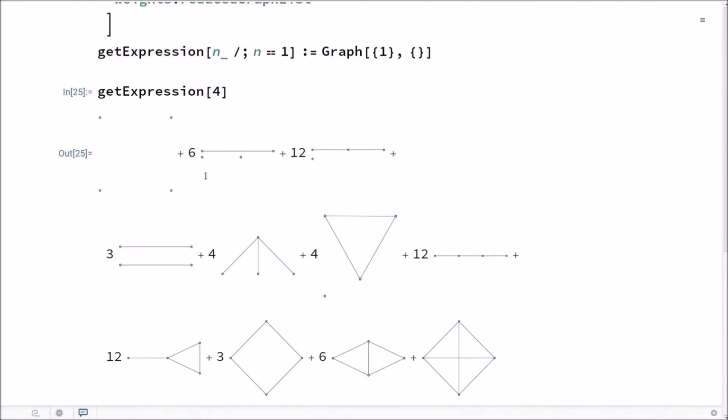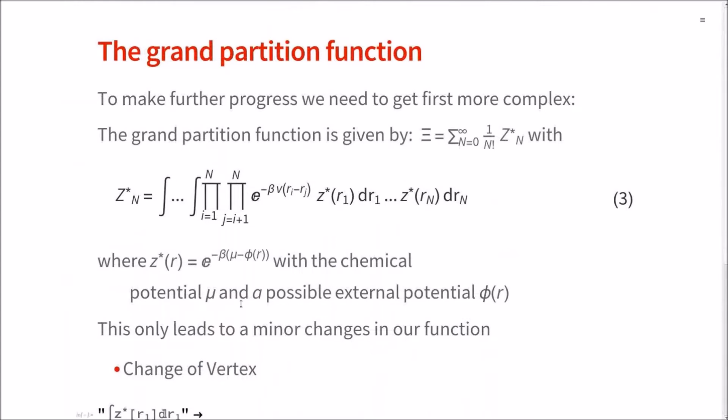So every diagram which appears several times before is now collected or summed up, and we see, okay, this diagram was appearing 6 times, and we have summed it up in this expression. And now we have only a few diagrams left, which we have to sum. So this is quite nice now, but still a lot of diagrams to calculate, and we are only at 4 particles still. To make further progress, we first need to get a little bit more complex.